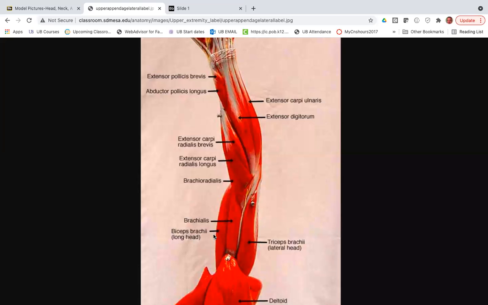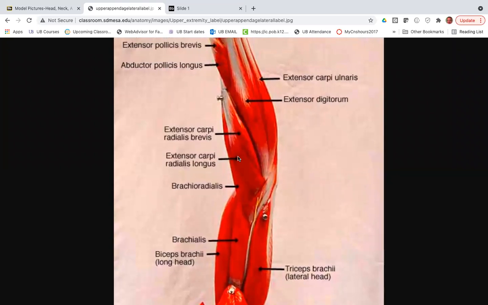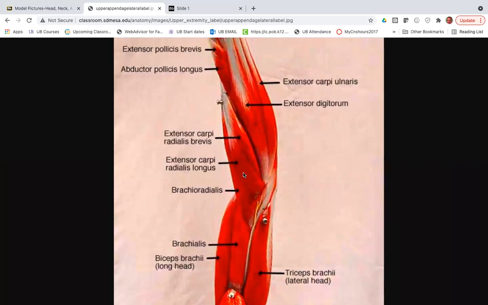Okay, so you have biceps brachii, brachialis, and this one here called the brachioradialis. Those are your three elbow flexors. Biceps brachii flexes in the supinated position, brachialis in the pronated position, and the brachioradialis flexes the elbow in a neutral position, the handshaking muscle, the politician muscle.